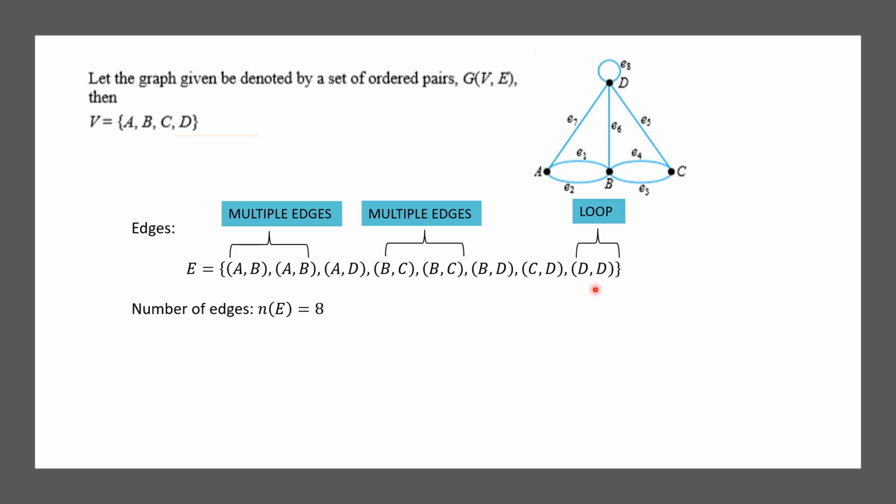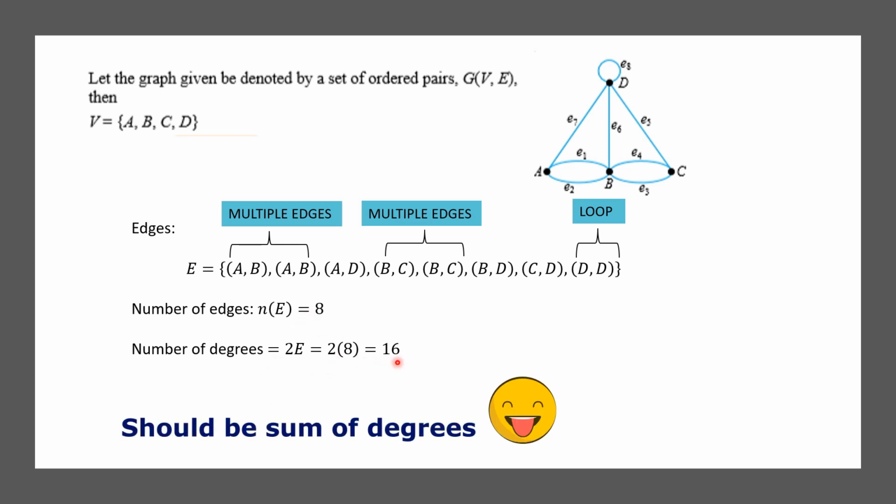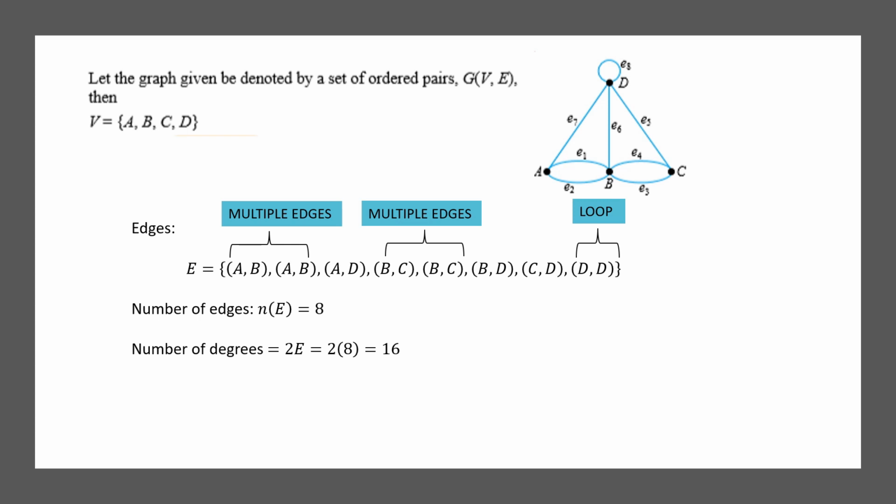So from this one, the number of edges will be 8, as we calculated: 1, 2, 3, 4, 5, 6, 7, and 8. And to find the sum of degrees, which is 2 times E, 2 times 8, the answer is 16. So if you would like to check using the number of degrees, the first one, DA is equal to 3.